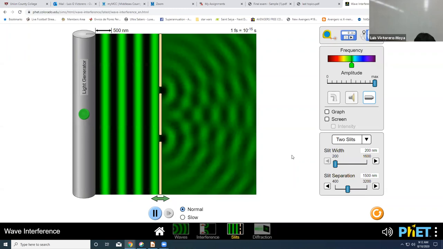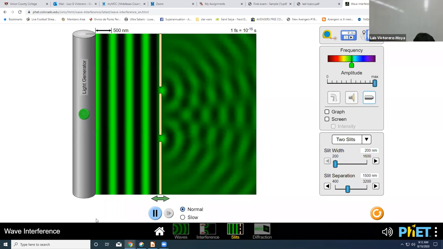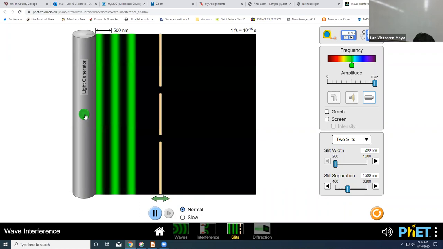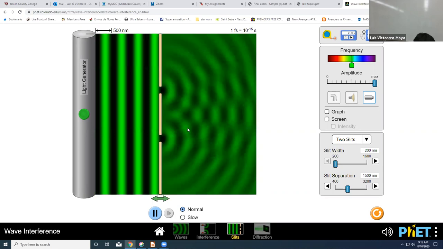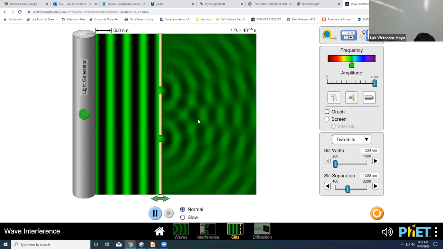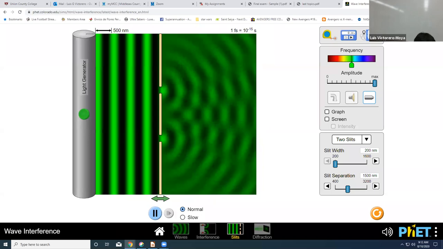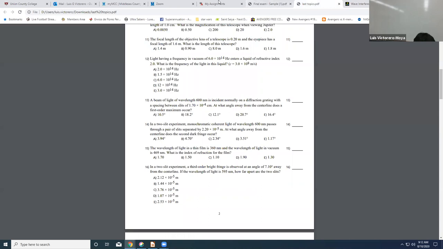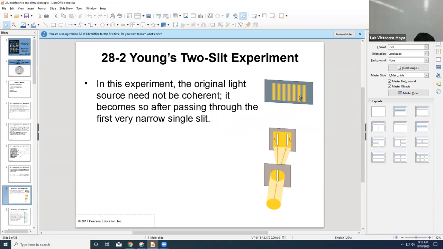And he placed two slits at some distance from the light generator. He turned it on, and then he saw light going through the slits. And as it went farther from the slits, he started to see an interference pattern, which we now call dark and bright fringes. That's Young's double slit experiment. I'm pretty sure maybe in chemistry you have talked about this, but if you haven't, there you are. That's basically what he observed.